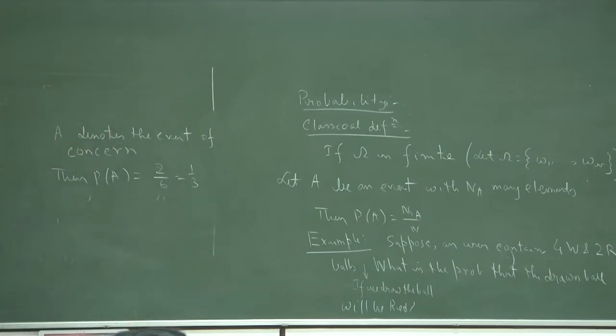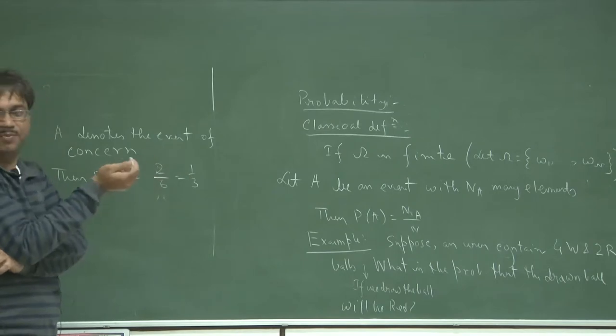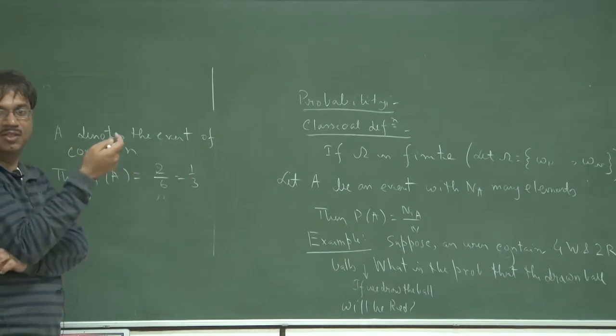Just try to think: this definition is true but has drawbacks. One drawback is that we are considering omega to be finite, but omega can be infinite. Another drawback is that whenever we calculate the probability, we are assuming that the elements in the sample space are equally likely. That means each ball picked up has probability 1 by 6, and that's why we can calculate 2 by 6 equals 1 third. So those are the two disadvantages of the classical definition of probability. To overcome that problem, the next concept is the relative frequency approach.